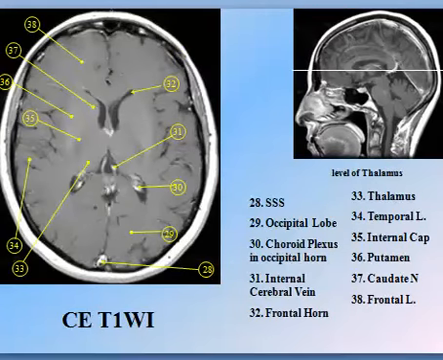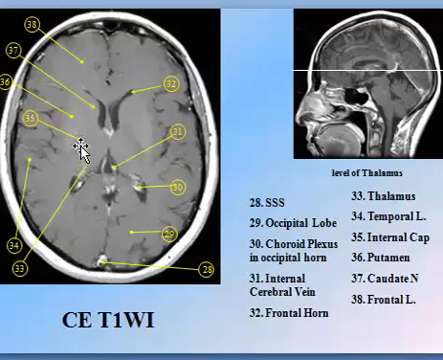Here we have, at the level of the thalamus, just a revision. What is this one? It is the superior sagittal sinus, occipital lobes, choroid plexus, internal cerebral veins, starting here and going anterior, internal cerebral veins, frontal horn, thalamus, internal capsule.